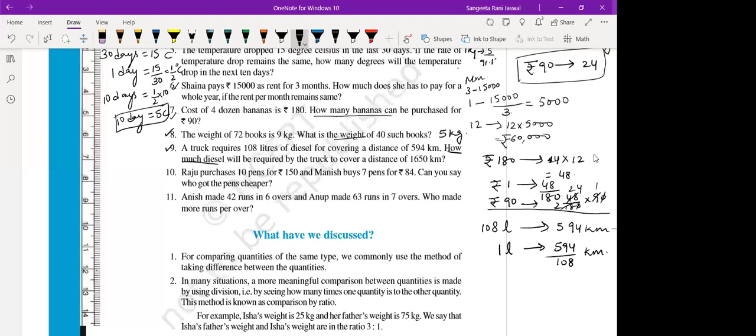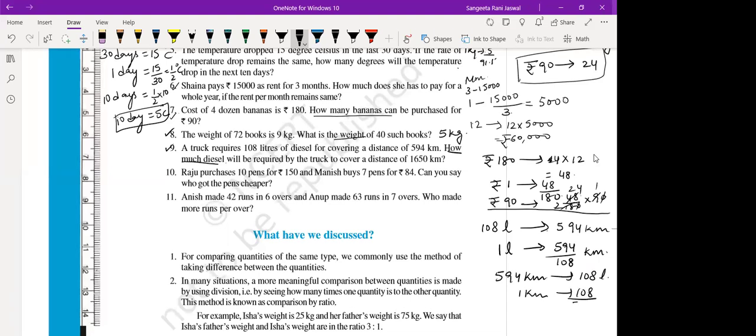Okay. Now, how much diesel will be required by the truck? Okay, so let's do it this way. We'll take the other way around. In 594 kilometers, the truck is moving 594 kilometers in 108 liters. So in 1 kilometer, how much will it move?